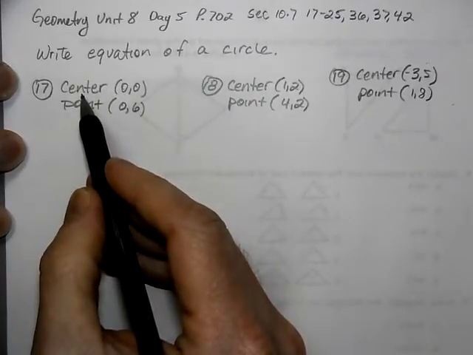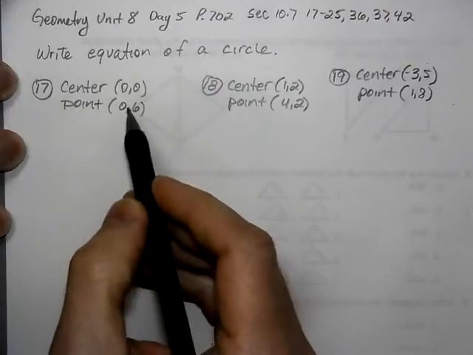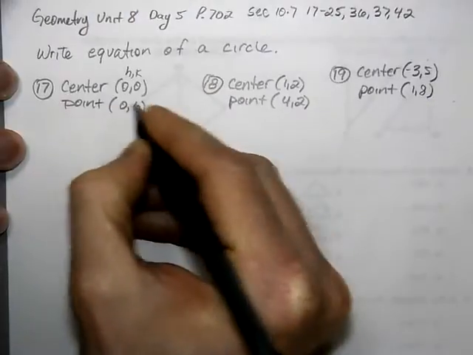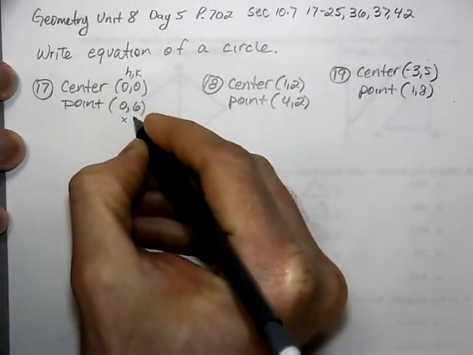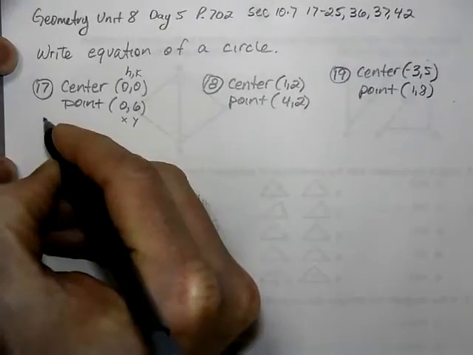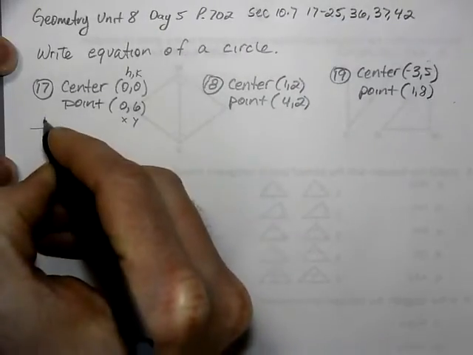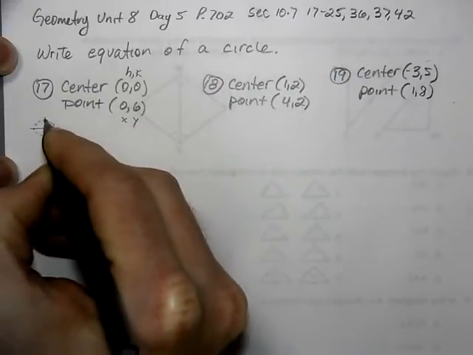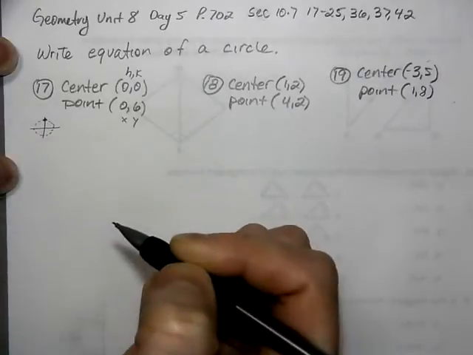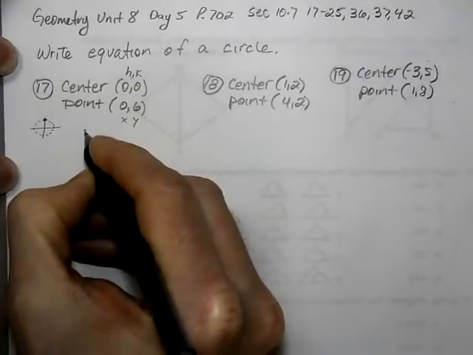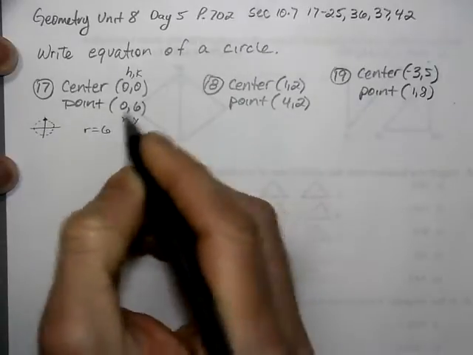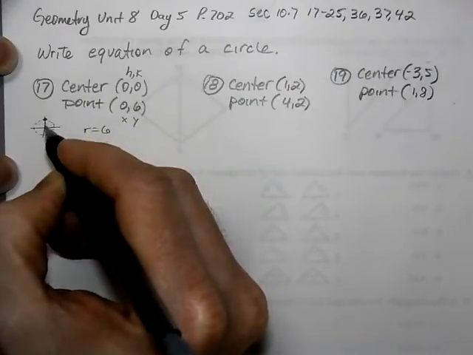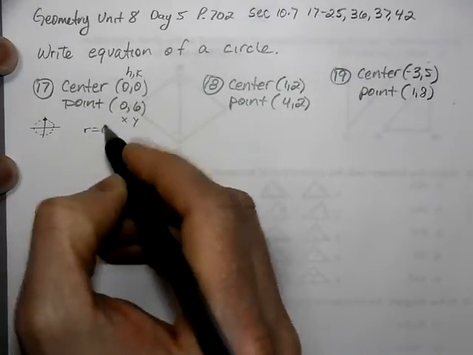So here we know that the center is 0, 0, and on the circle there's a point. The center is always your h, k, and a point that's on the circle would be your x, y. If you make a small sketch with the center at the origin and 0, 6 on the circle, we know that the radius is going to be 6. We don't have to do much other calculation than that. Since it's a vertical measurement, we can see that that would be 6.